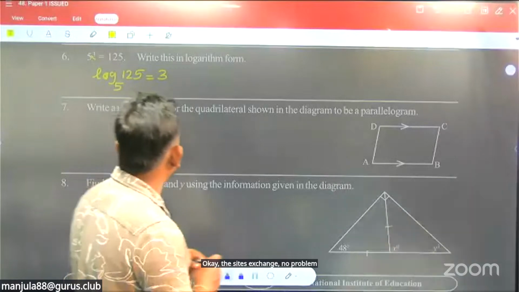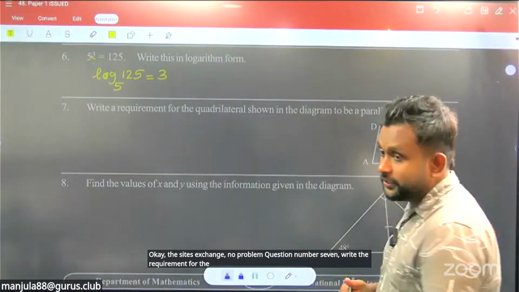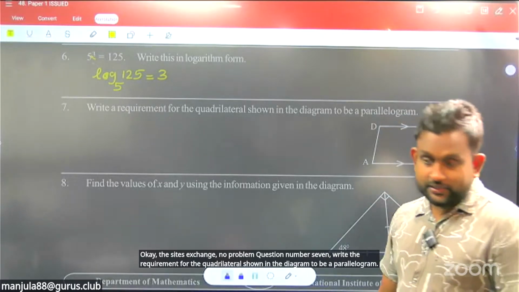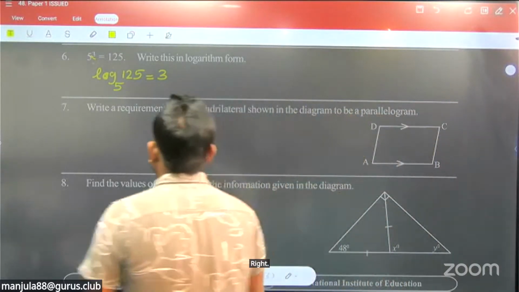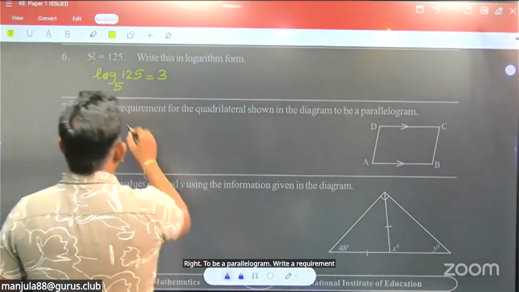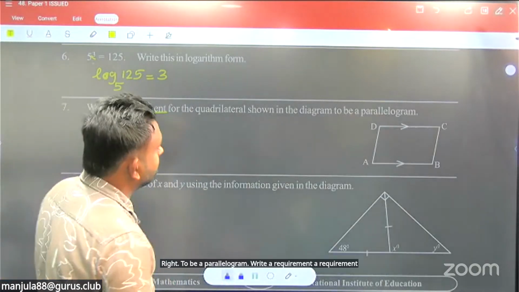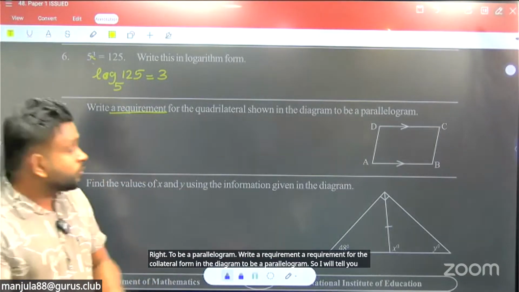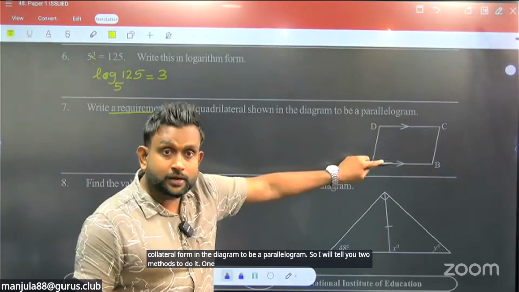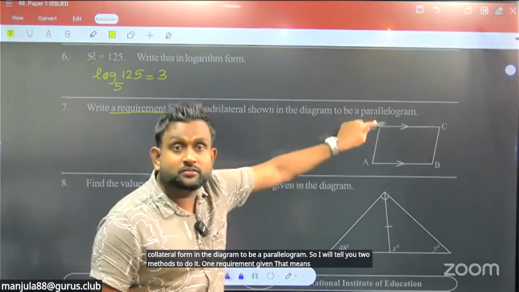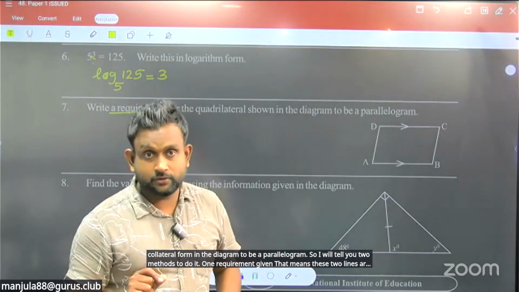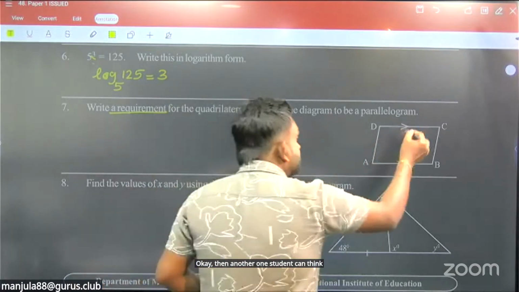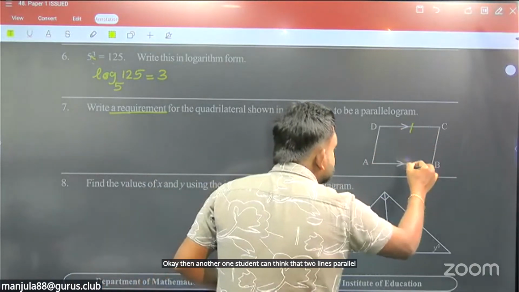Question number 7. Write a requirement for the quadrilateral shown in the diagram to be a parallelogram. So I will tell you two methods to do it. One requirement is given, that these two lines are parallel. That is given.